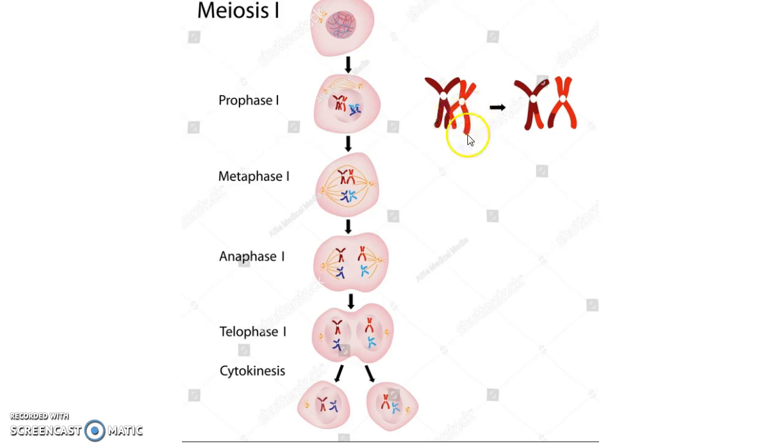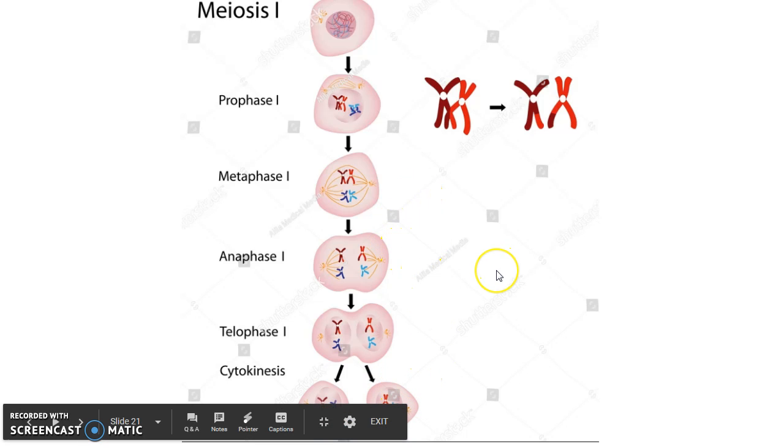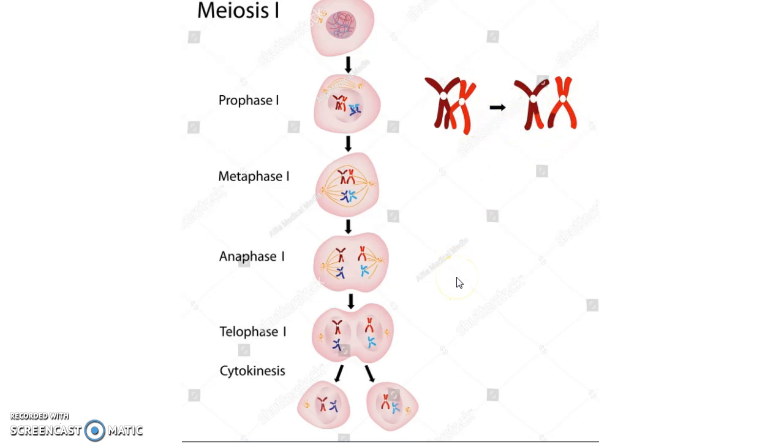An important thing that happens during prophase 1, when these chromosomes are pairing up, is that sometimes they cross over and exchange parts of their chromosome. This is called crossing over, when a part of one chromosome gets switched with the other chromosome. And this gives us some variation in the end result of the final cell. It's not going to be exactly like the original cell, and this is one way it's not the same.